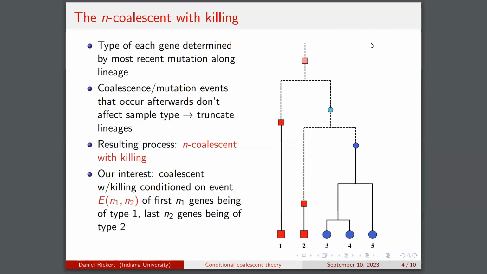Looking at the previous figure, you may notice that the type of a gene in a sample is determined by the most recent mutation looking backwards in time. So we can form a new coalescent process, which we call the coalescent with killing, by terminating each branch when a mutation occurs, and we can then examine this process conditional on knowing the sample types, say N1 of type 1 and N2 of type 2.